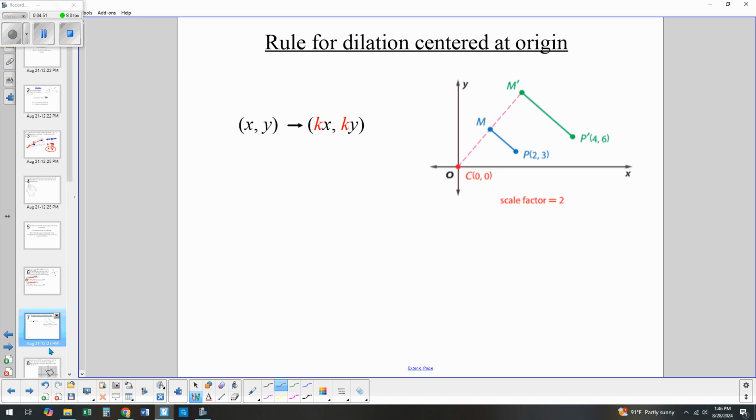Rule for dilation centered at the origin. So if we want to dilate a point and I know it's centered at the origin, all I have to do is multiply the ordered pair by the scale factor. So if I'm starting with a point x, y, I would multiply by the scale factor of, let's say, 2. So if I started with 2, 3, double them, I get 4, 6. And that's how we get our new point.